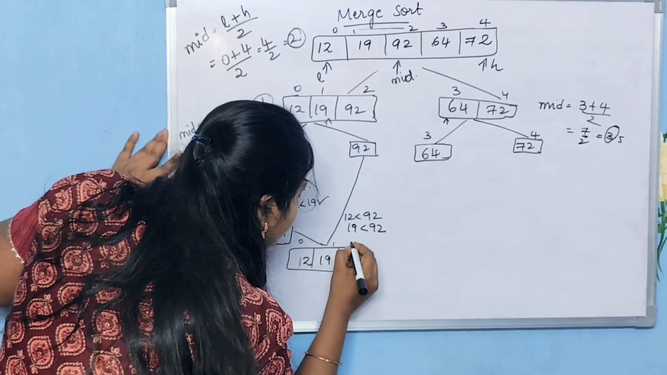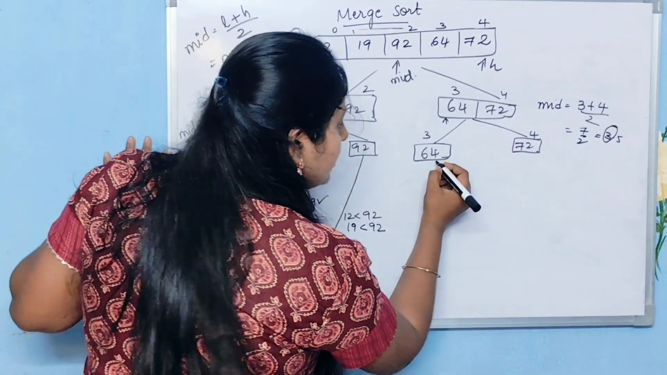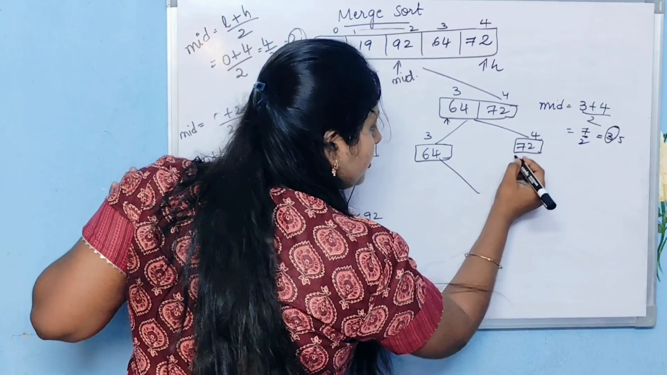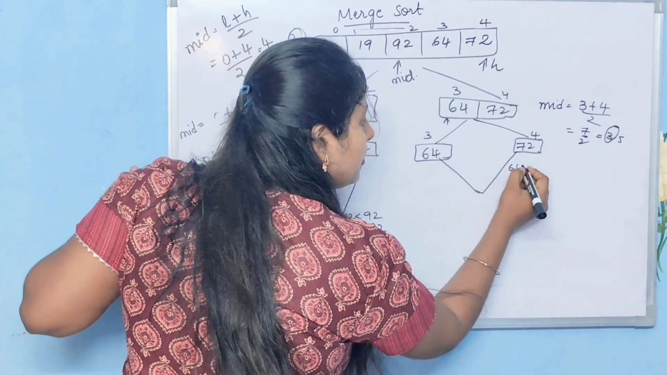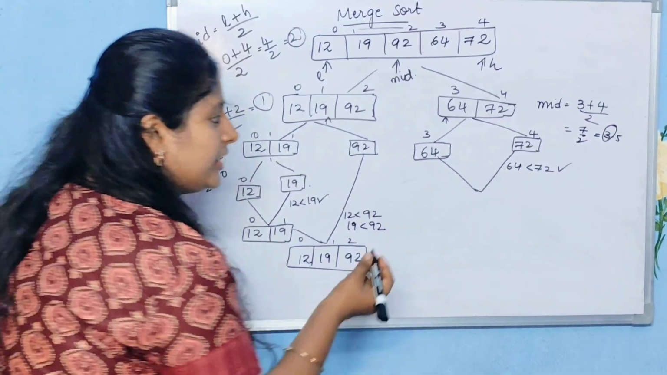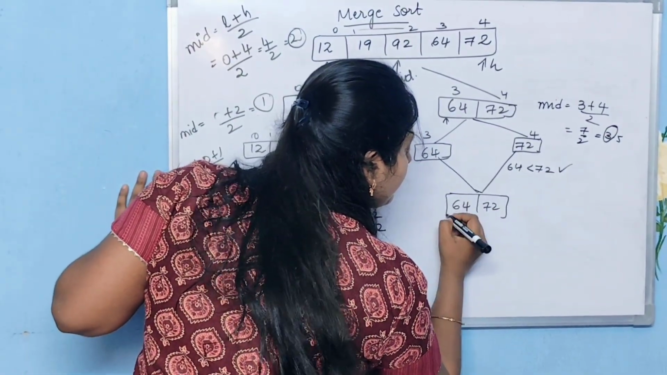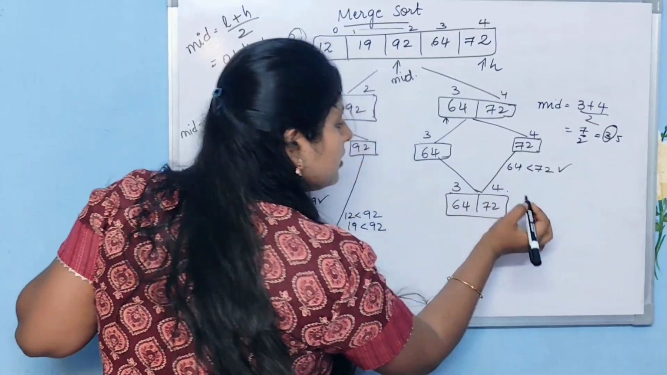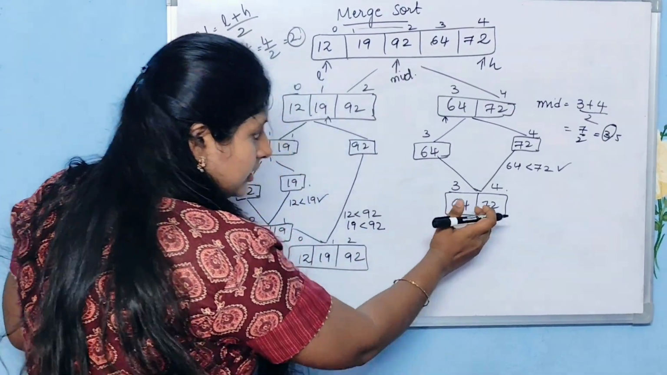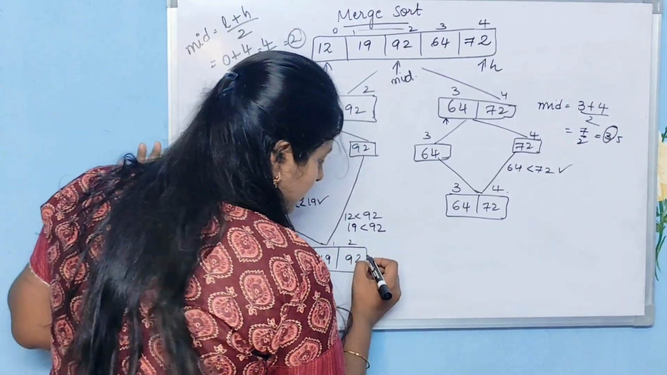So in the conquer process, this happens. Again, these two are there. The left subarray is completed. Now come to the right subarray. 64 is less than 72. Condition true, now you can directly sort them. Now the left subarray is there and the right subarray is there. You have to conquer both of them.